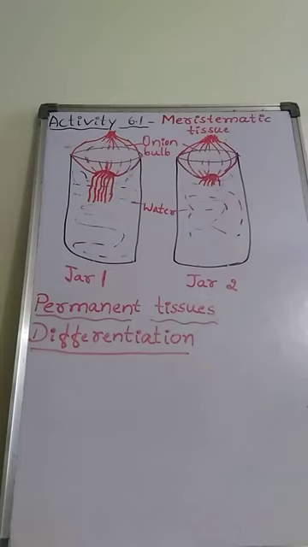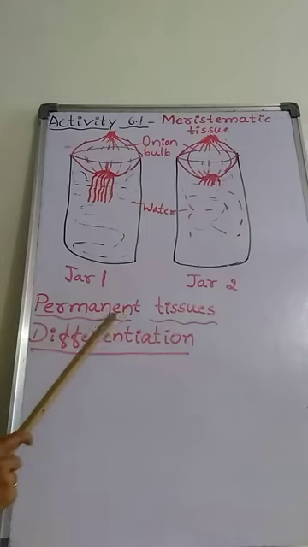This is about meristematic tissues. Next one is permanent tissues. Permanent tissues are the plant tissues where the cells of these tissues have lost the ability to divide.